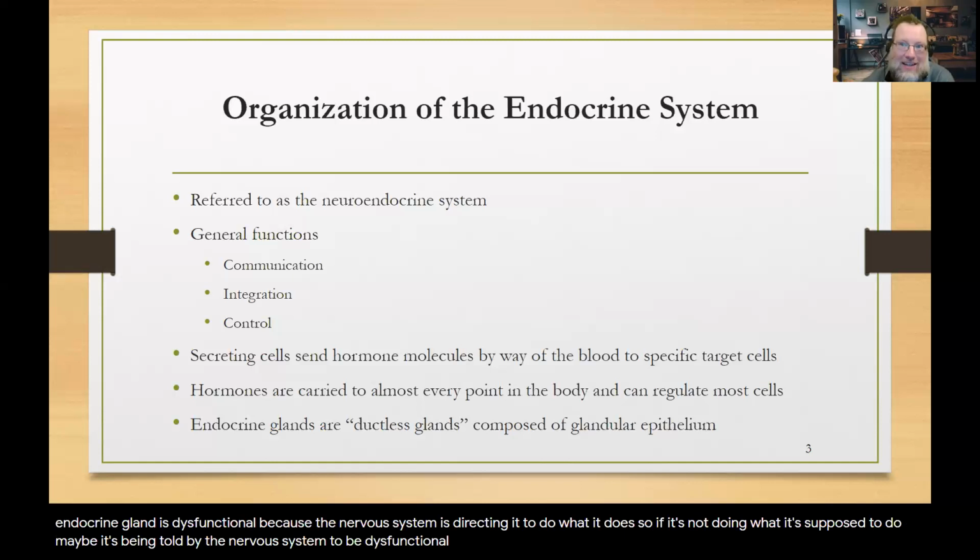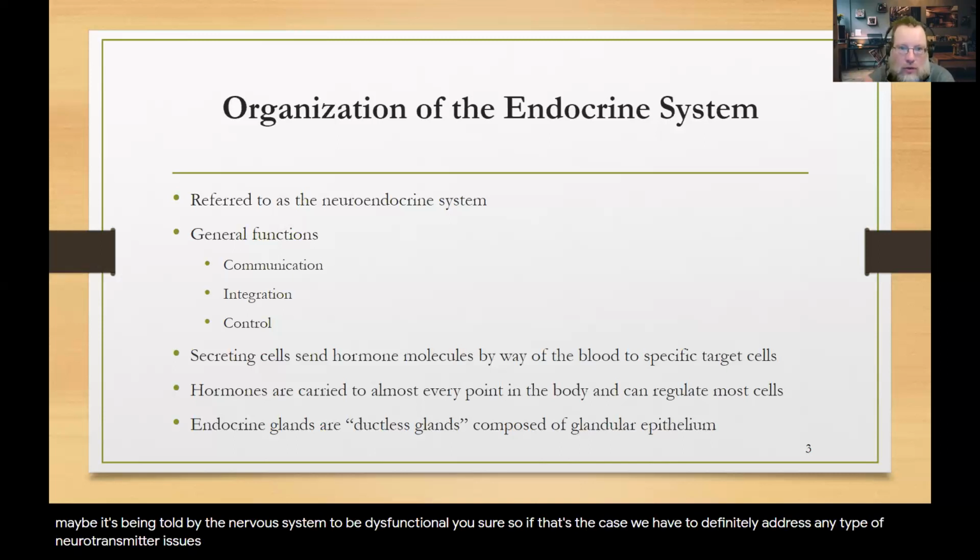If that's the case, we have to definitely address any type of neurotransmitter issues, any structural issues that we may find within the nervous system. So just keep in mind that these are connected, and really the nervous system is connected with everything in the body. Anyhow, why do we have an endocrine system?